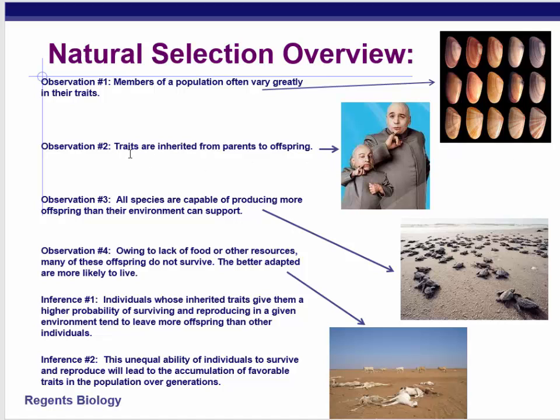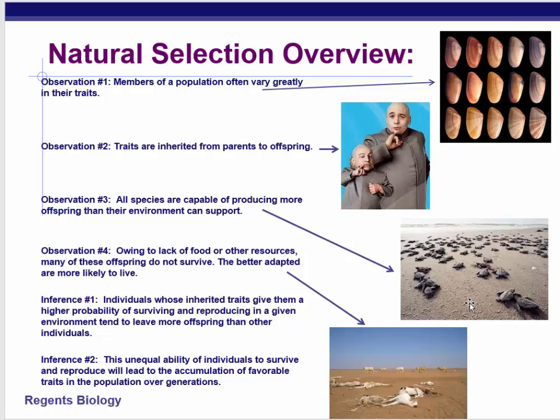Number two, traits are inherited from parents to offspring. So the parent and offspring are going to look alike. Maybe not quite this alike all the time, but they're definitely going to look alike. And that can go for generations as well.